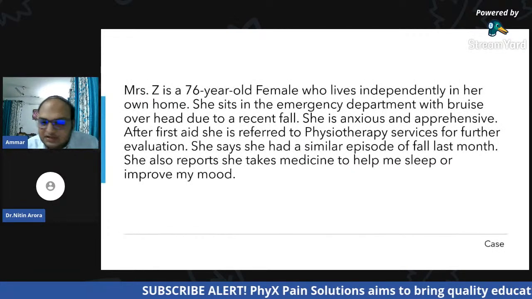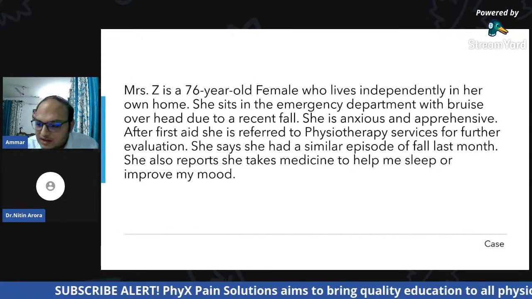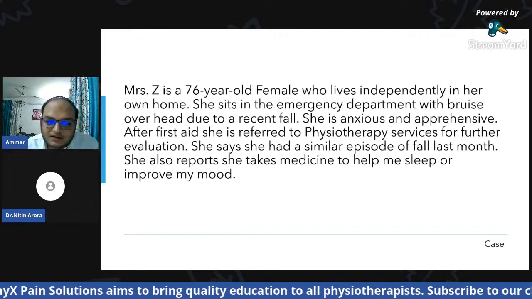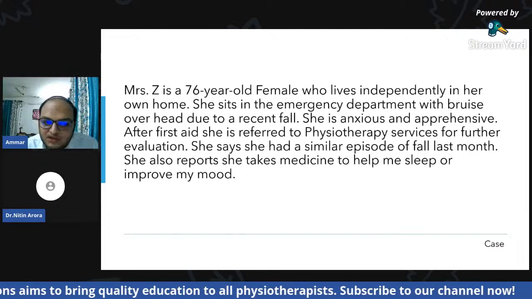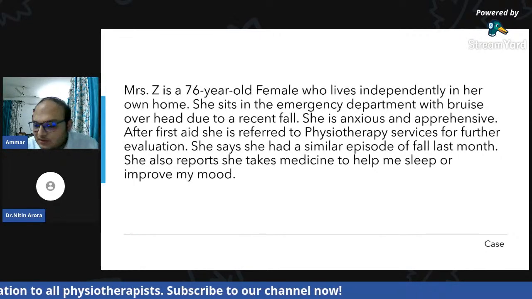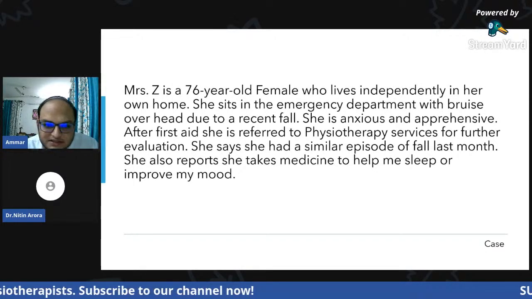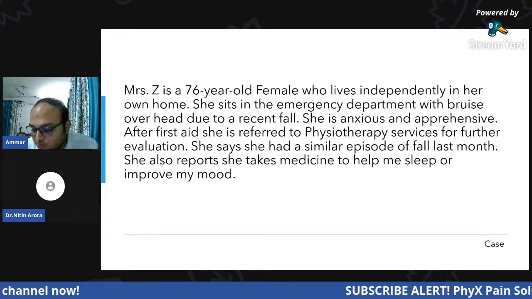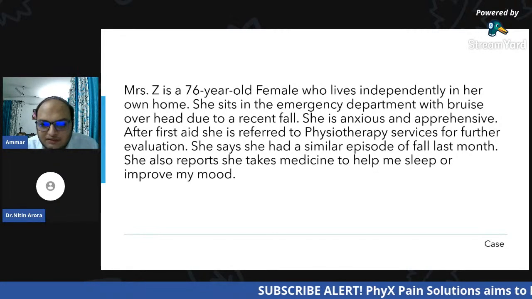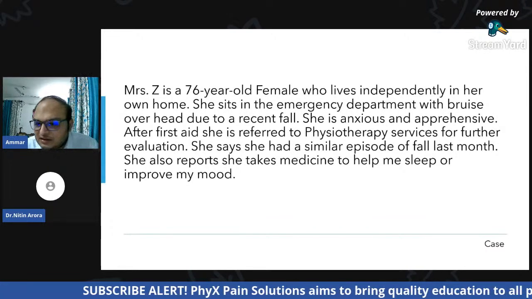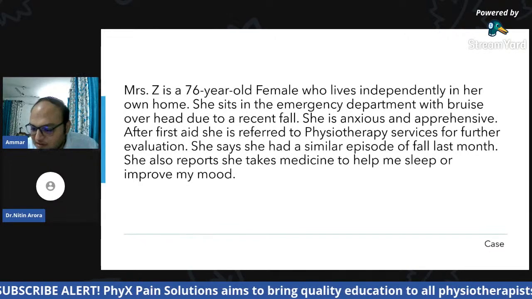This is not my patient. This is another guy where I work. Patient उनको था. I have just removed the name because of privacy. So this is Mrs. Z. Okay. She's a 76-year-old female who lives independently in her own home. So she's an independent lady living in her own home. She comes to the emergency department. So she has visited a multi-speciality hospital.